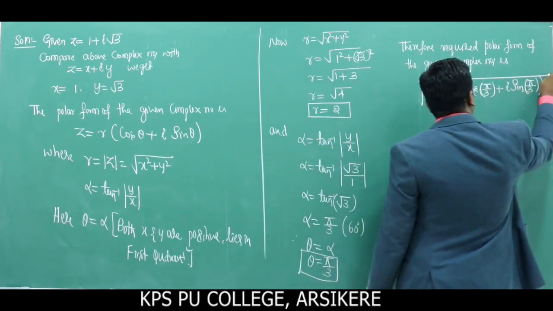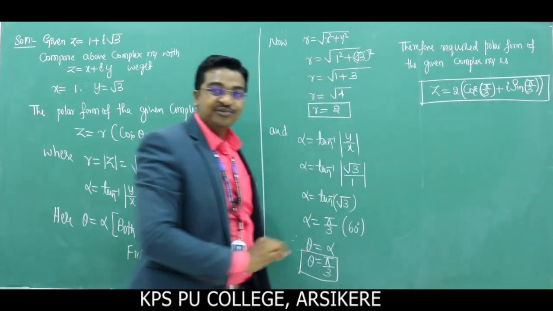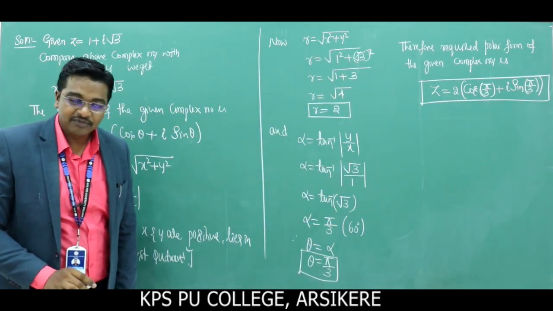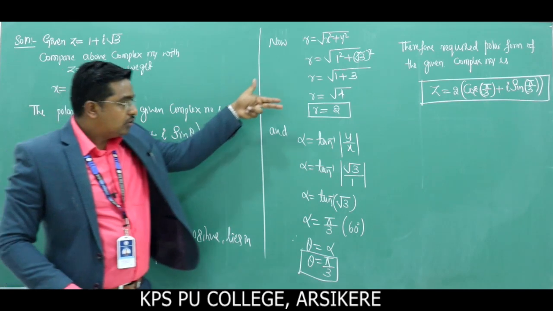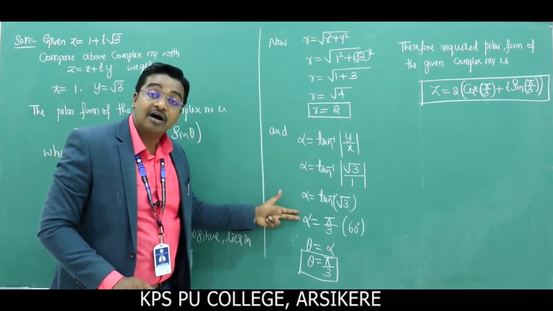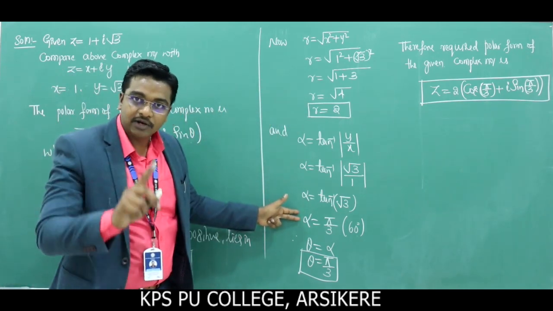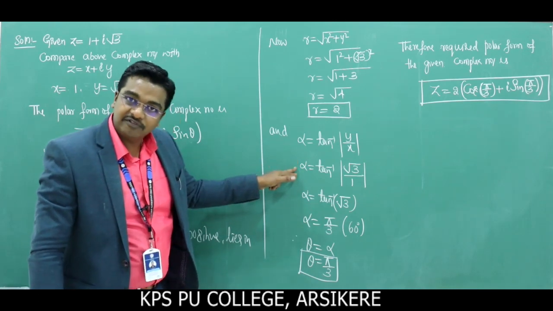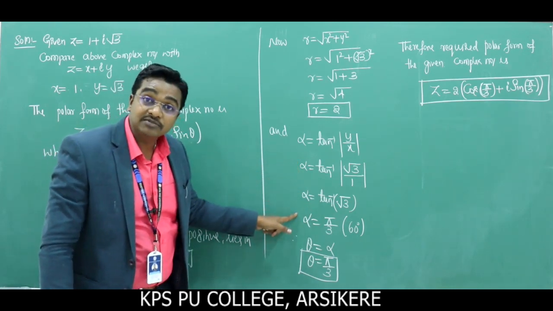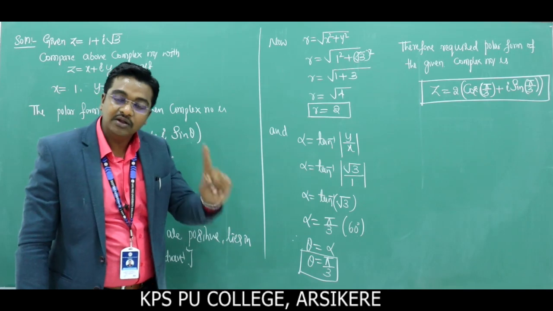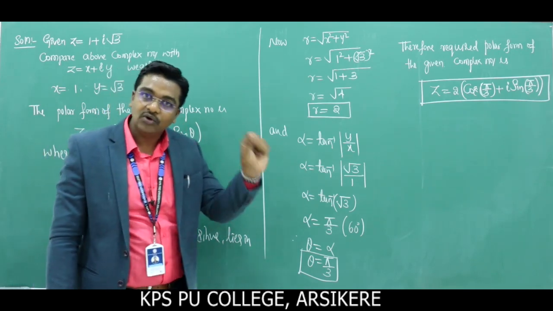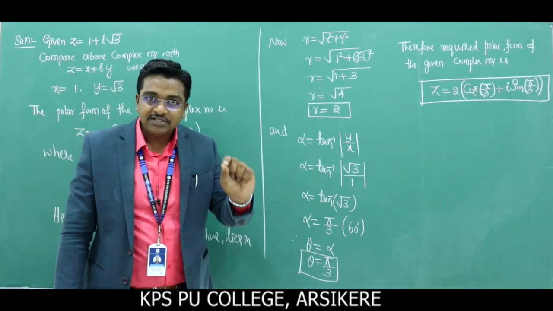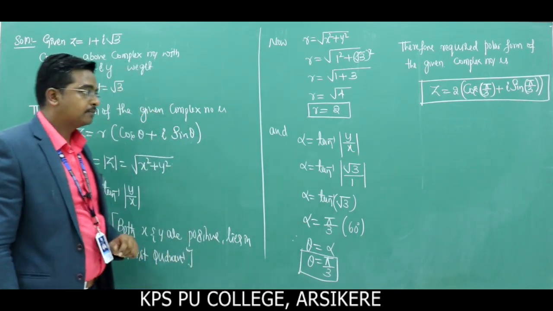This is the required polar form. Do you understand, children? Here the important step is to find r and alpha. Just remember, alpha lies in the first quadrant and theta becomes alpha. The principal argument lies in the first quadrant, that is, theta is equal to alpha. Take a pause and note down all the things I have written here.